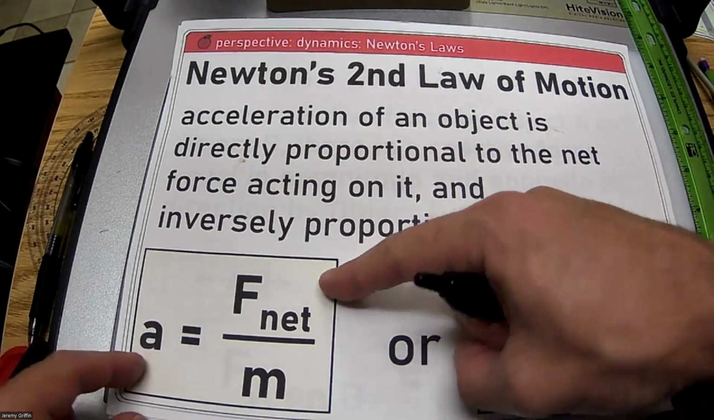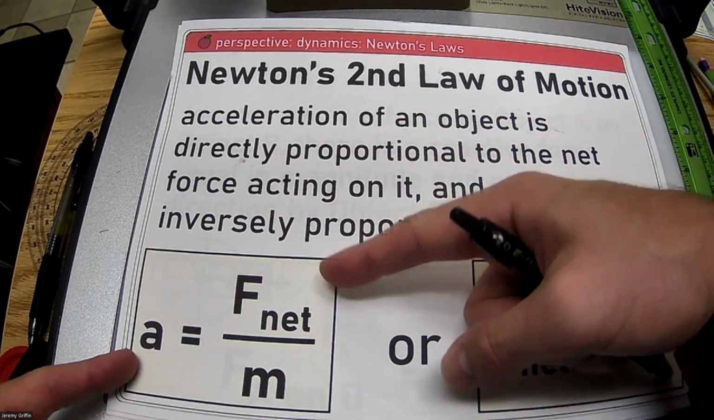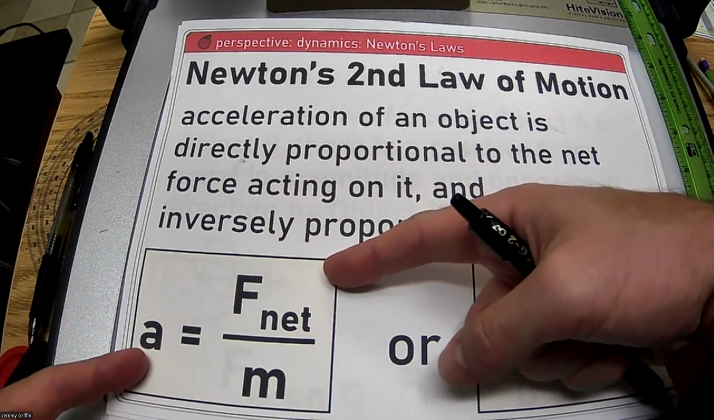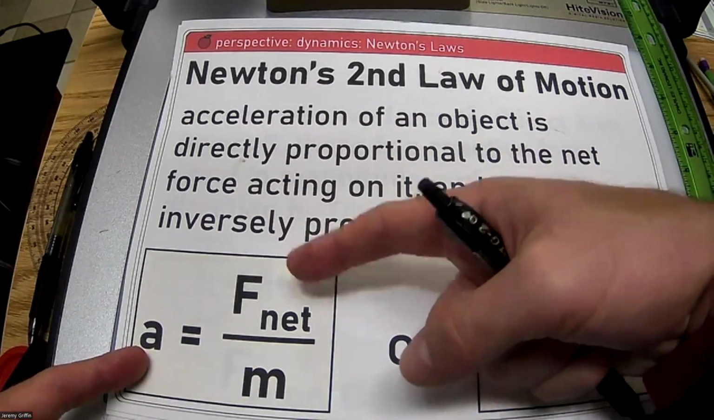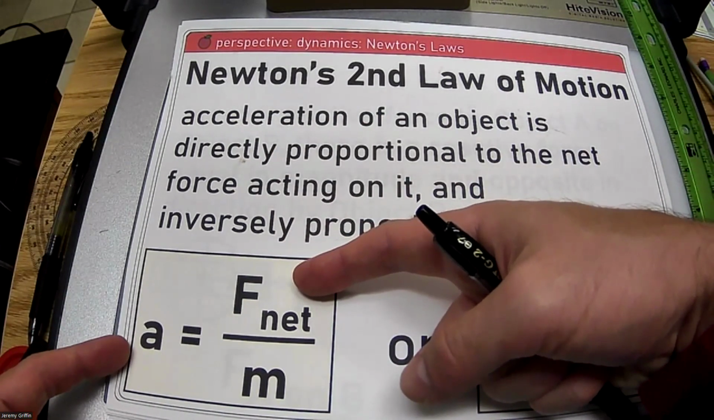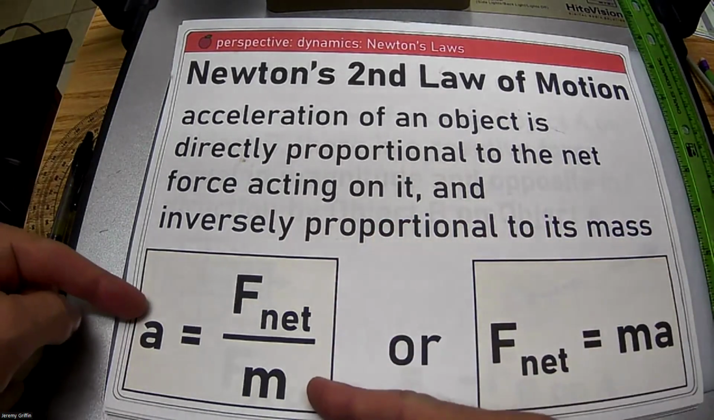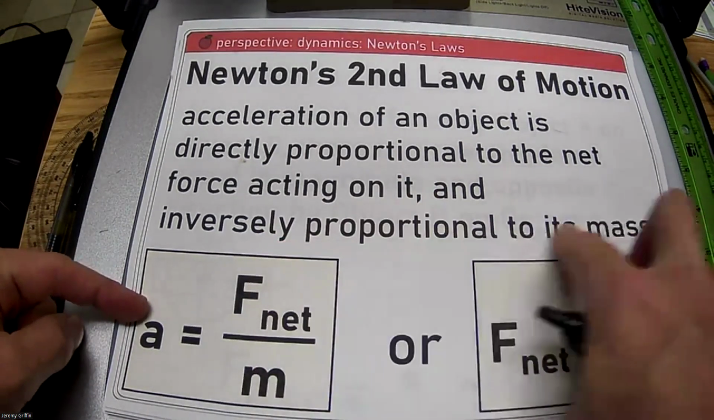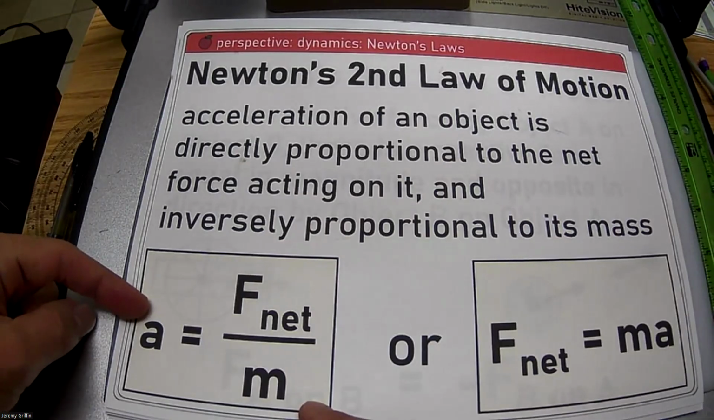So the acceleration is directly proportional to the net force. That means if you triple the net force, you'll triple the acceleration. Right? Triple the number of newtons, you'll triple the number of meters per second squared. Right? But the acceleration is also inversely proportional to the mass of the object itself. So if you triple the mass, you get 1/3 of the acceleration.